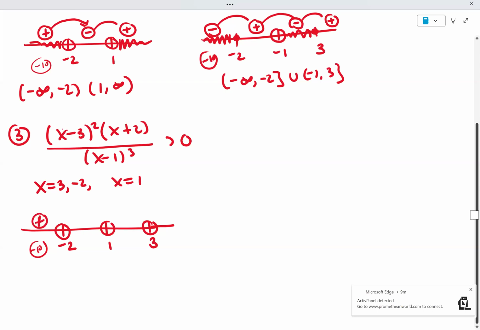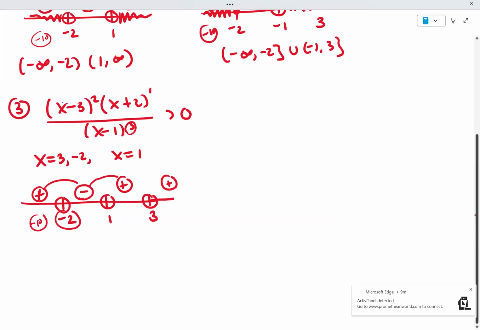Now, let's see if I can figure out the rest. Because this critical point came from an odd power, I'm going to alternate to be a negative, and the 1 came from an odd power, so it's going to alternate back. But the 3 came from the even power, so it's going to remain positive. So now my answer is, where is it positive? Where is it greater than 0? From negative infinity to negative 2, and from 1 to 3, and from 3 to infinity.